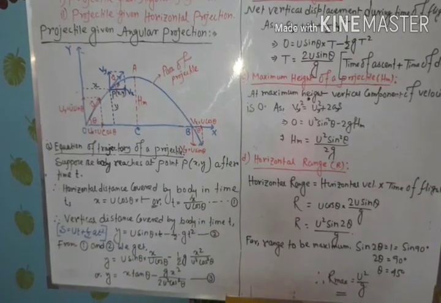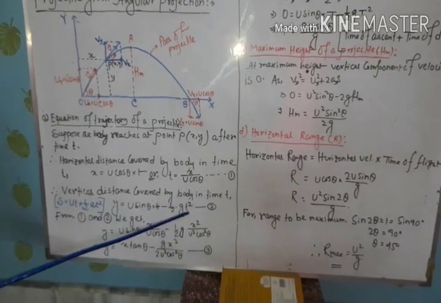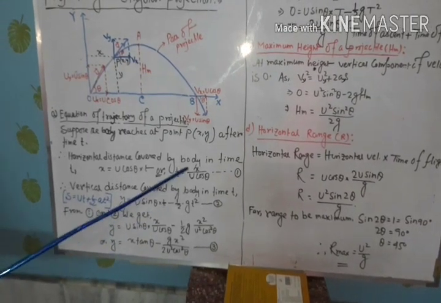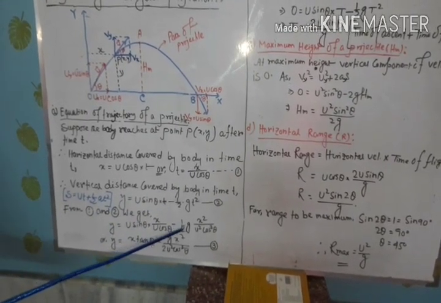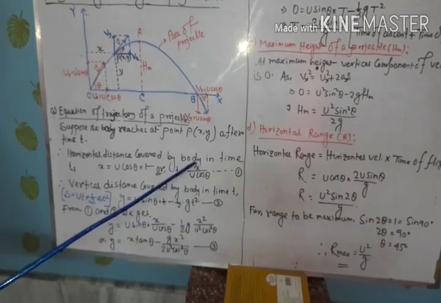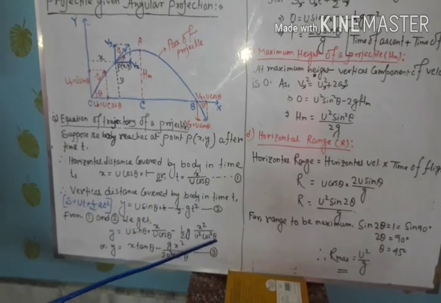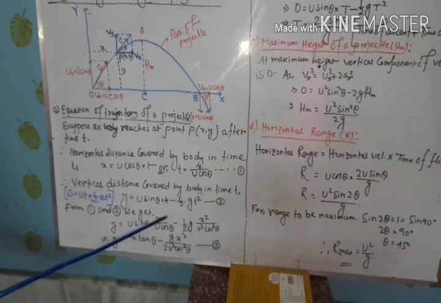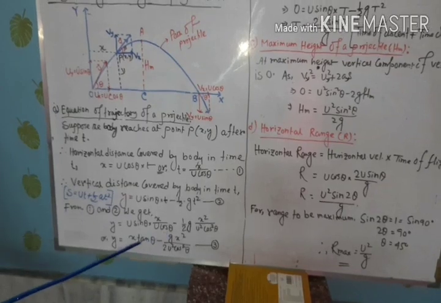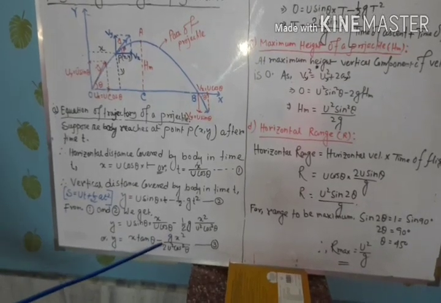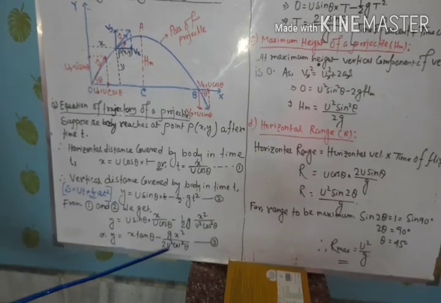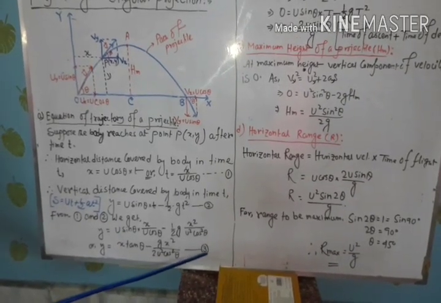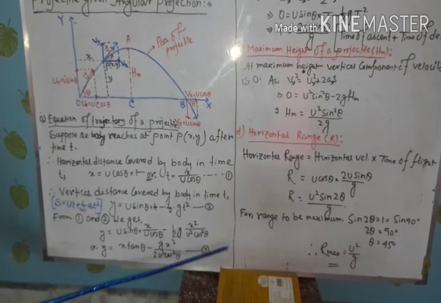Now, we have to put the value of t from equation 1 in equation number 2 and say y equals u sin theta, with t meaning x by u cos theta, minus half g, with t square meaning x square by u square cos square theta. Therefore, u cancels, x remains, and sin by cos means tan theta. So y equals x tan theta minus g x square by 2 u square cos square theta. This is our equation of motion of the projectile.